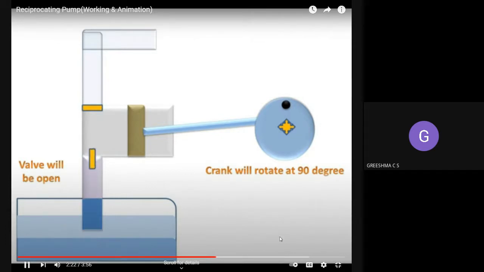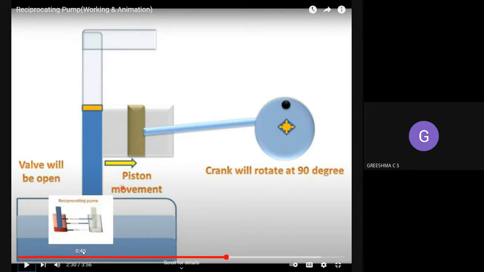See, the valve has been opened and the water is entering. You can see this portion. By the movement of this crank, the vacuum will be created, the valve will be opened and the water enters. The suction valve is opened but this delivery valve is closed.